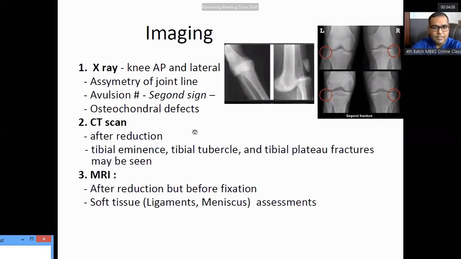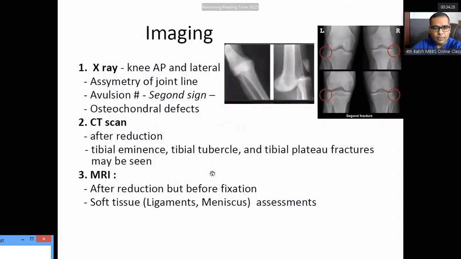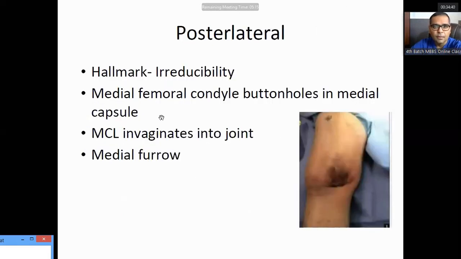Osteochondral defects, CT scan, which we usually do after reduction, because it's simple, small fractures we miss in the X-rays, and we have to assess by the CT scan, like tibial eminence fracture, tibial tubercle, tibial plateau fractures. MRI to assess the soft tissue and ligaments, meniscus injury. And we do MRI after reduction, but before fixation, as we usually place stainless steel implants when there is associated fracture. We cannot do MRI with the implants.